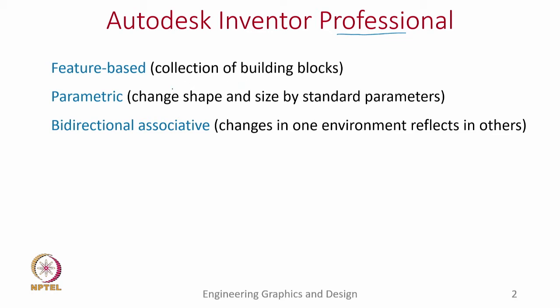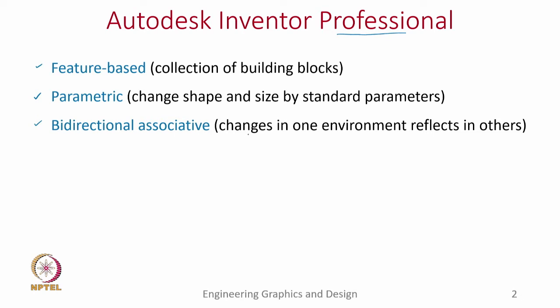A few features of Autodesk Inventor are: first, it is a feature based modeling software, which means it collects the building blocks and does Boolean operations to develop complex objects. Second, it has a parametric modeling feature, which means you can change the dimensions and shape by defining standard parameters. And lastly, bidirectional associativity. Here, changes in one environment are reflected in the others.